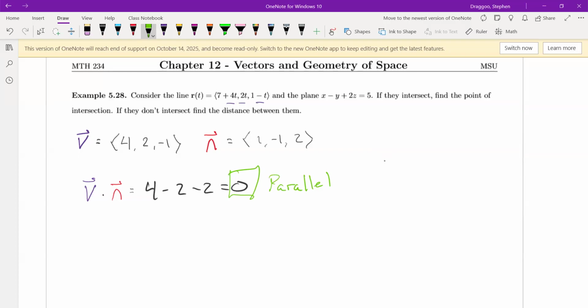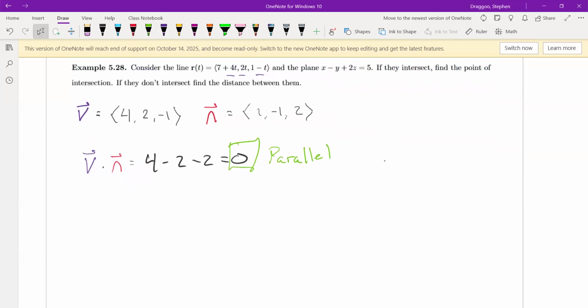So since they don't intersect, I want to find the distance between them, which means I can use the distance formula that we already have. 2z minus 5 equals 0. So I'm just going to bring that -5 over. I just need the distance between any point that's on the plane and any point that's on the line. I know they run parallel to each other, so it shouldn't matter which one I pick. So I'll just grab any old point. Might as well go with 7, 0, 1, because it's just given to me in the equation of the line.